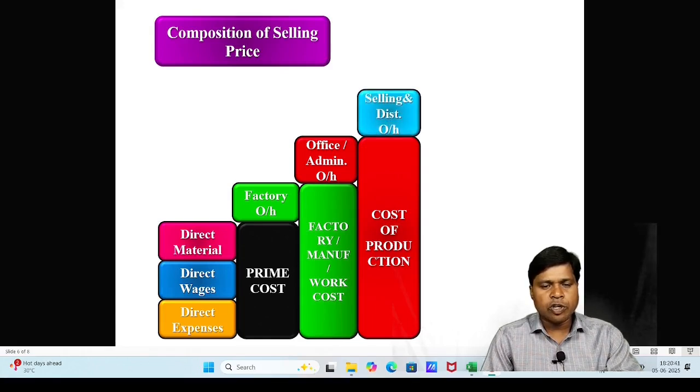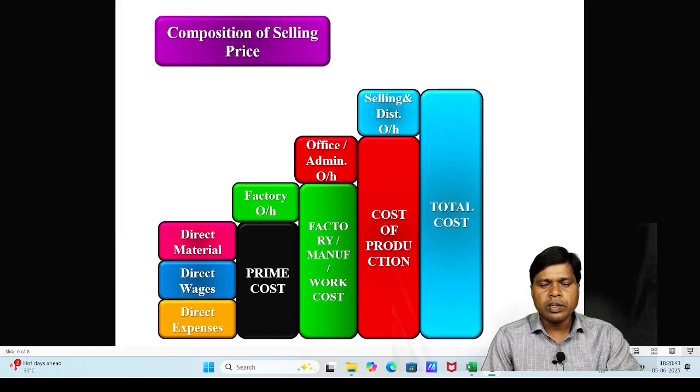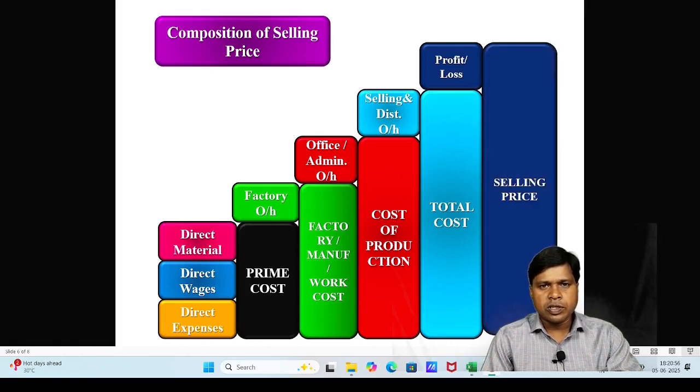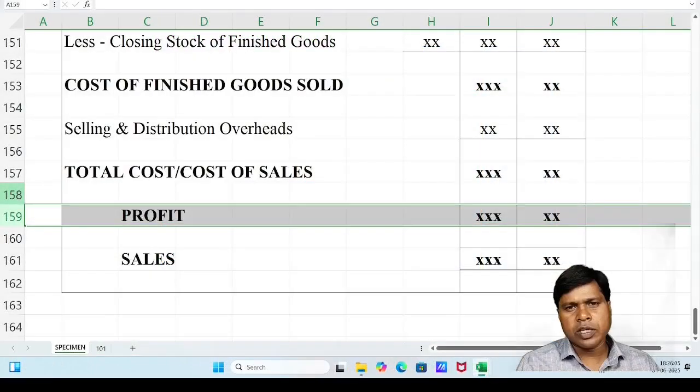Then addition of selling and distribution, we will get the next total, which is total cost, which is also called cost price or cost of sales. Then addition of profit or subtraction of loss, we will get selling price. So this is the actual composition of selling price. So let's start the first practical problem of cost sheet, and we have to learn how to make a cost statement.